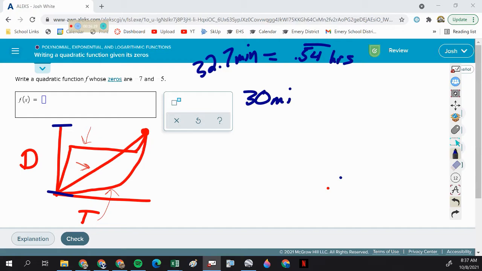So if we take the distance traveled and we divide it by 0.54 repeating, I actually get 50 miles per hour. Okay, and that's the same for every car.